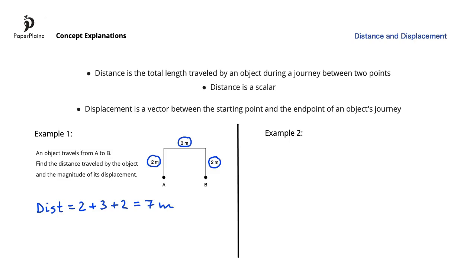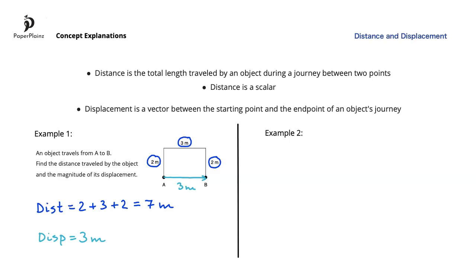Displacement is a vector. It points from A to B, and it looks like this. The distance between A and B is 3 meters, which means that the magnitude or the length of this displacement vector is 3 meters. So you can see here that while the distance traveled is 7 meters, the displacement of the object is only 3 meters.